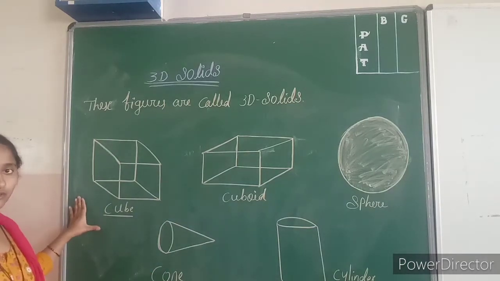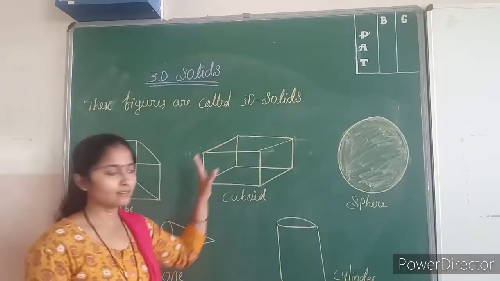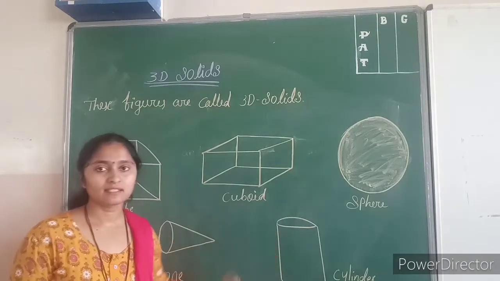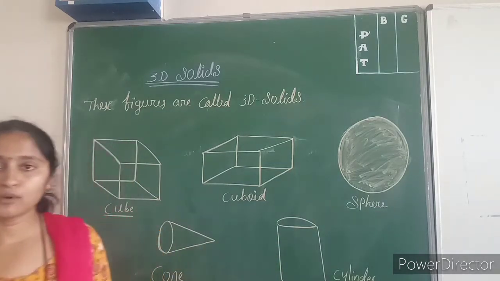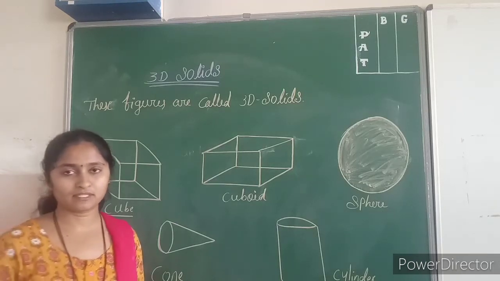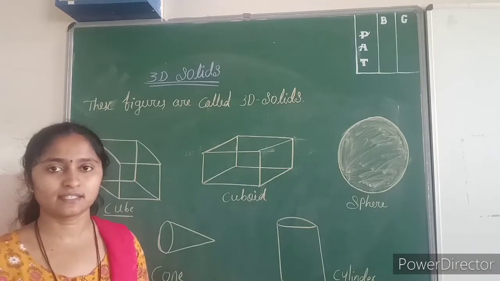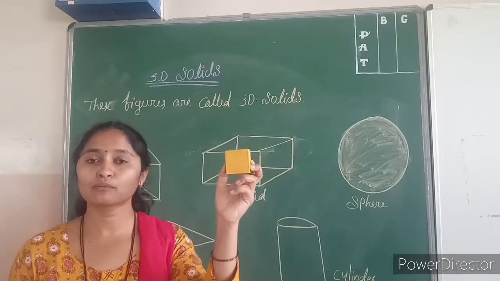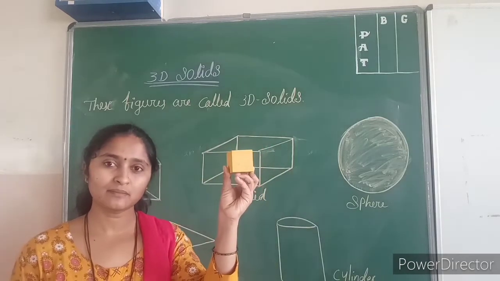The first one is cube. This is cuboid, sphere, cone and cylinder. Here I have brought all these things to show you, and you need to identify which shape it is, which solid figure it is. So which solid figure is it? Cube or cuboid or cone or cylinder?